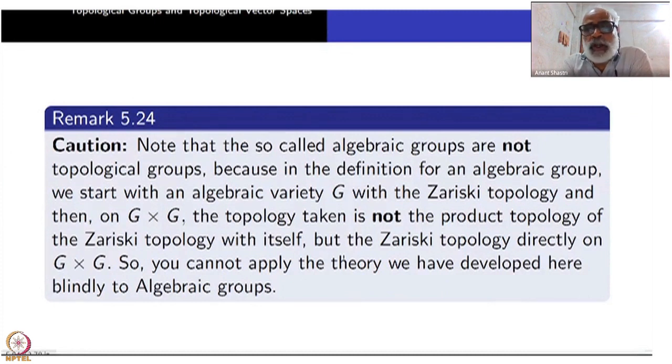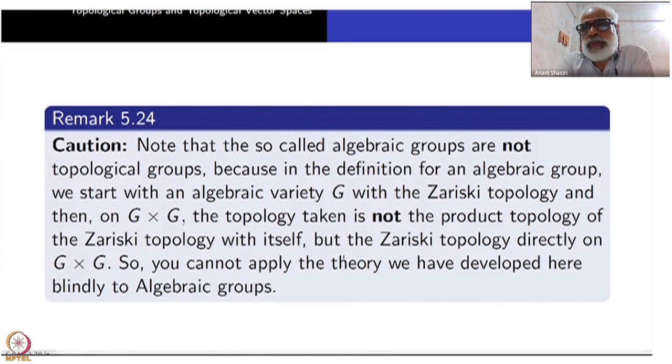And then on G cross G, you are not taking the product topology. It is not the product of the Zariski topology with itself, but it is the Zariski topology directly on G cross G, which just means that there will be a double number of variables and all polynomials in that have to be taken, and so on.